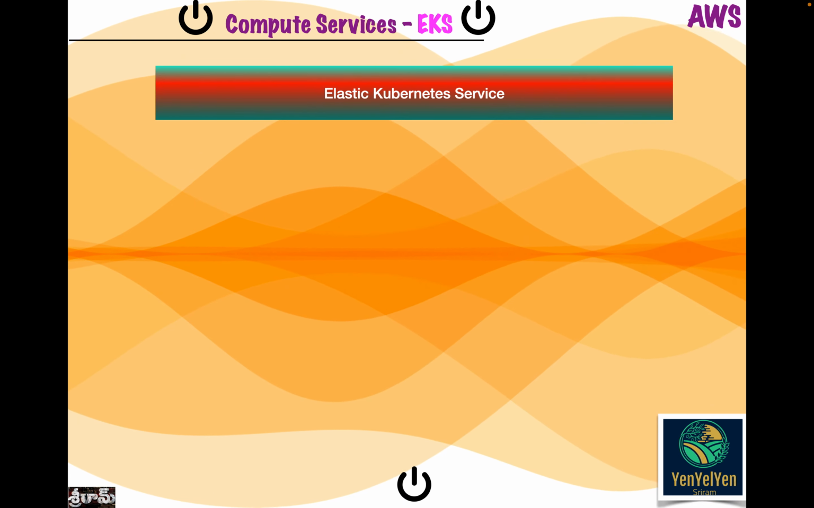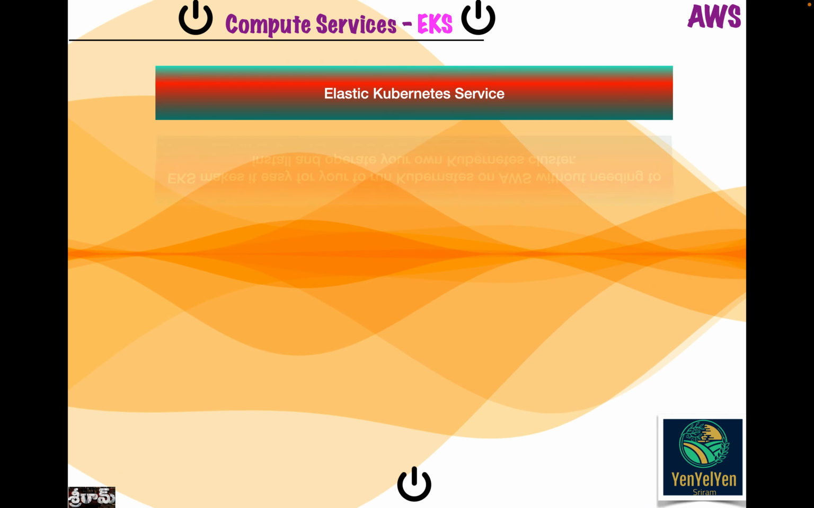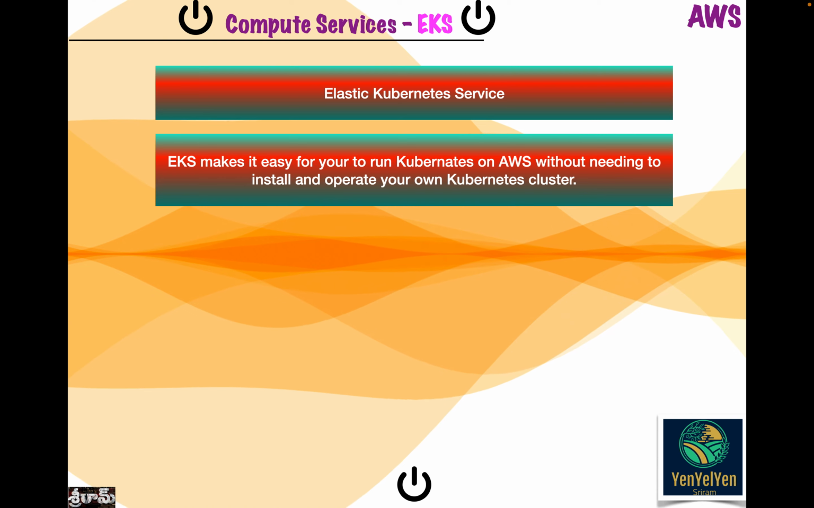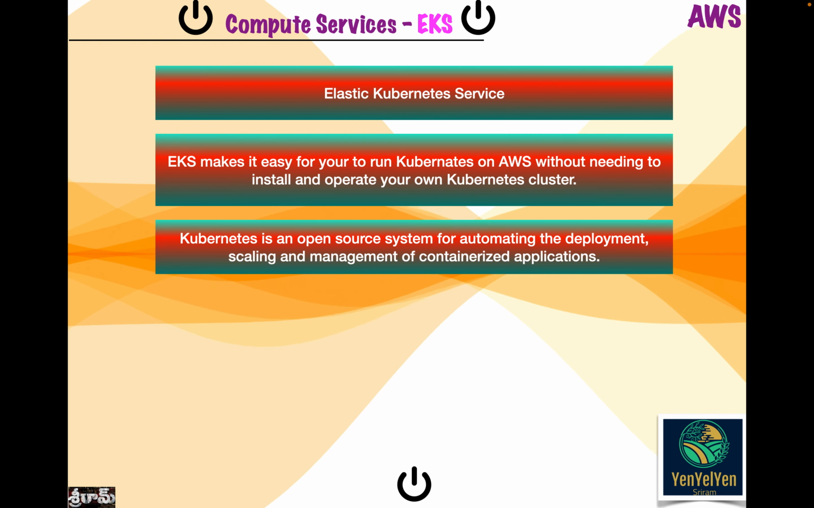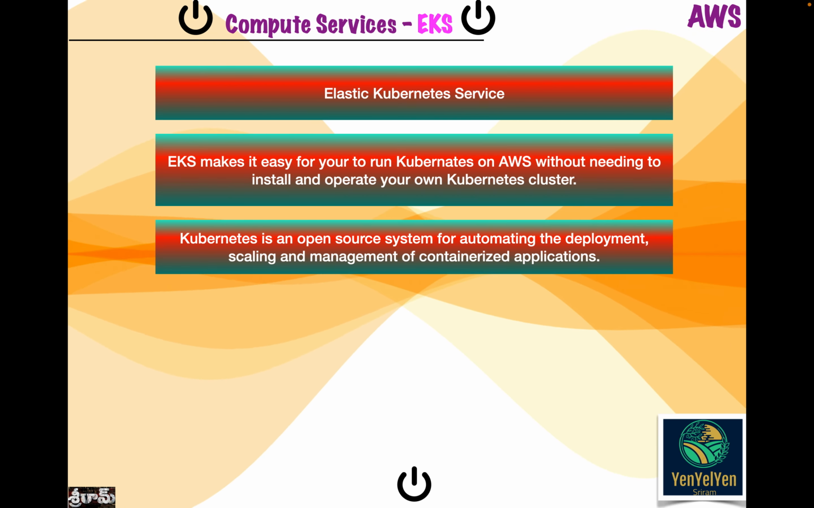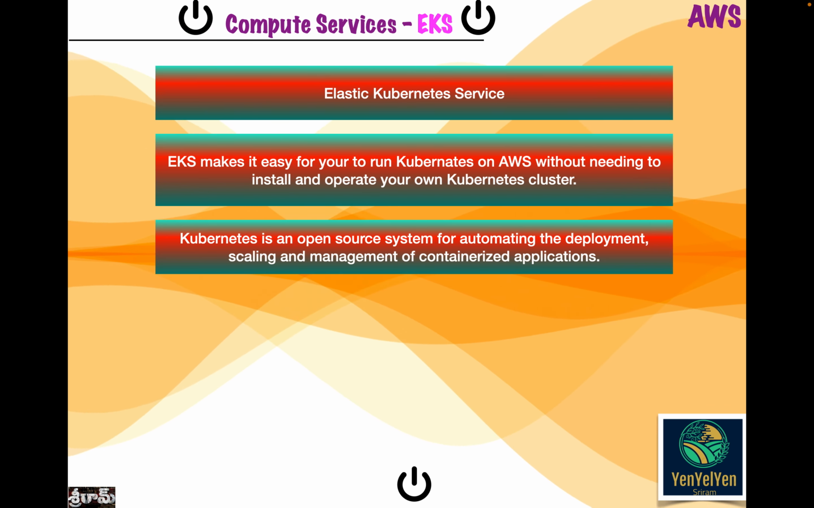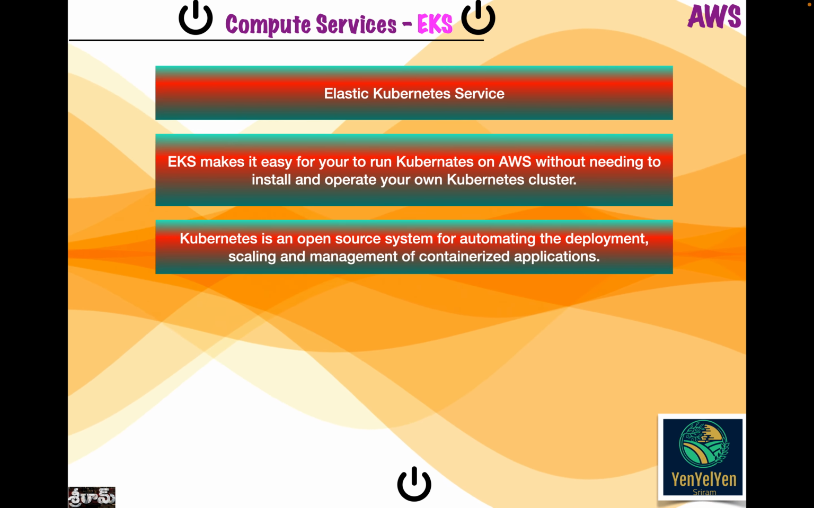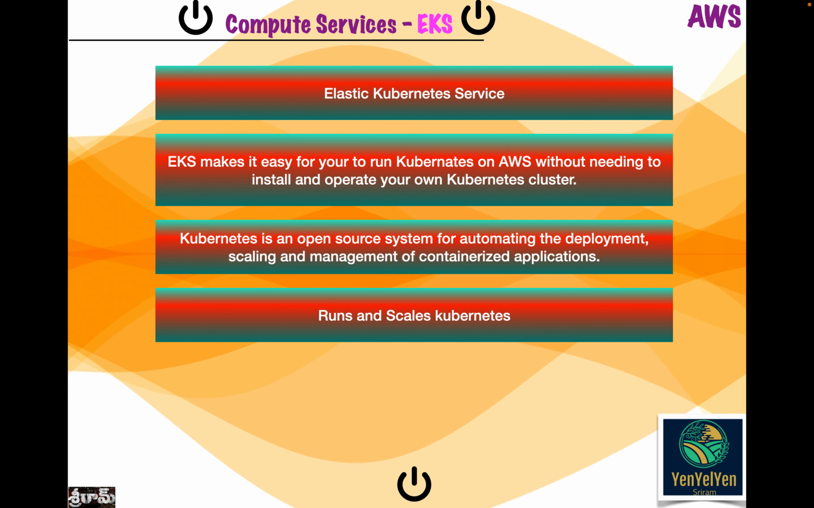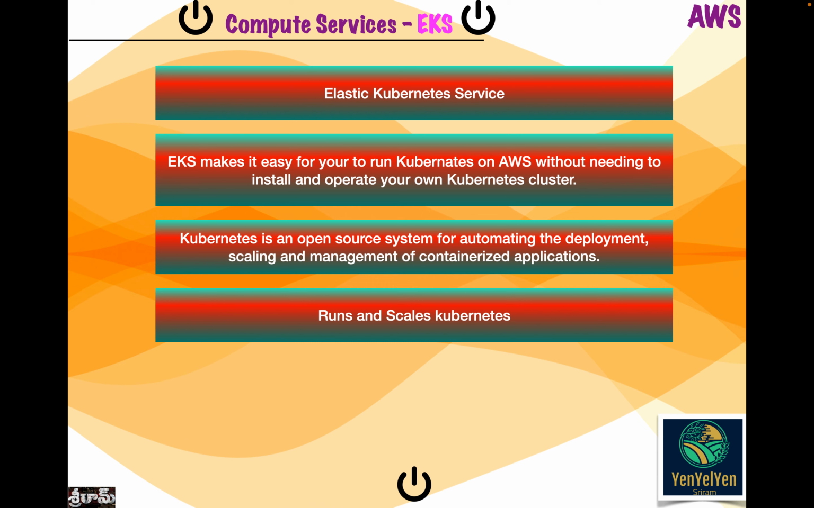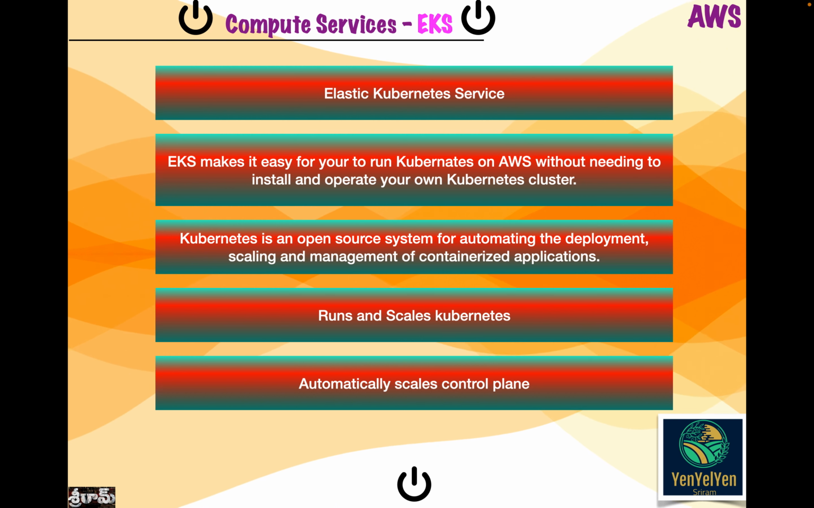Elastic Kubernetes Service is a managed service that makes it easy for you to run Kubernetes on AWS without needing to install and operate your own Kubernetes clusters, control planes, or nodes. Kubernetes is an open source system for automatic deployment, scaling, and management of your containerized applications. So third party or open source applications or code you can easily run on EKS. ECS does not support that. So it runs and scales Kubernetes, and automatically scales the control plane.